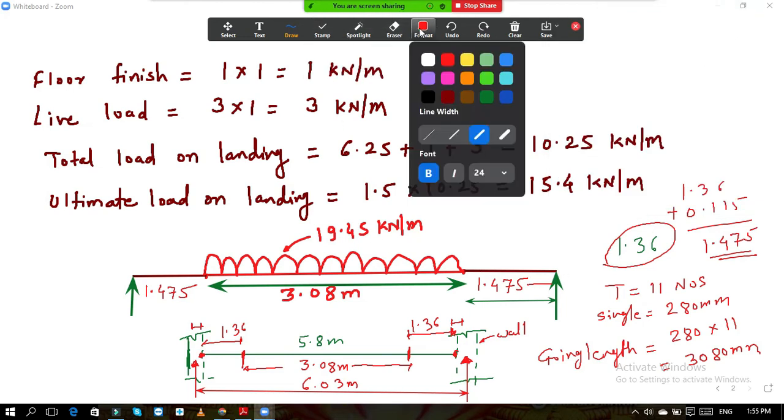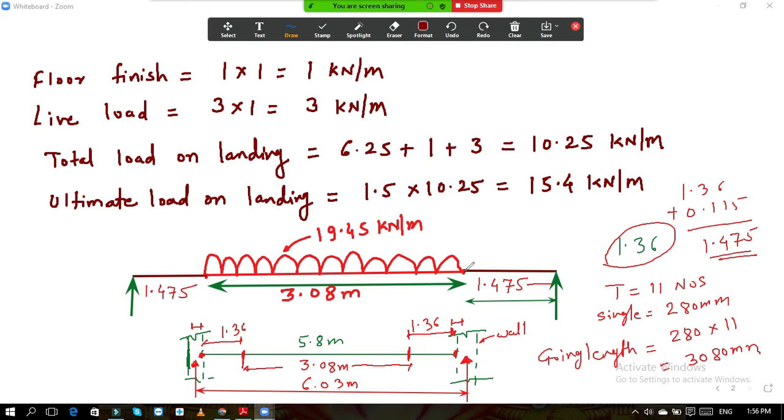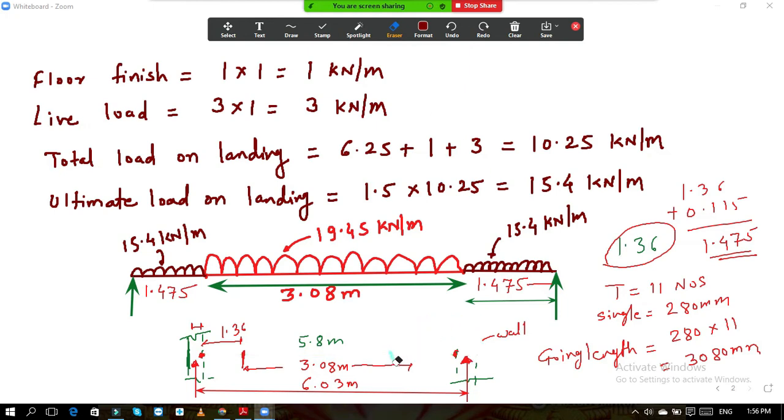Similarly, on this length also, here it is the landing slab and UDL is also there, and this UDL is 15.4 kilonewton per meter, and here also UDL is there, and this UDL is also 15.4 kilonewton per meter. Now this is your final loading diagram. Okay, I will erase all these things. I have drawn this for your understanding.